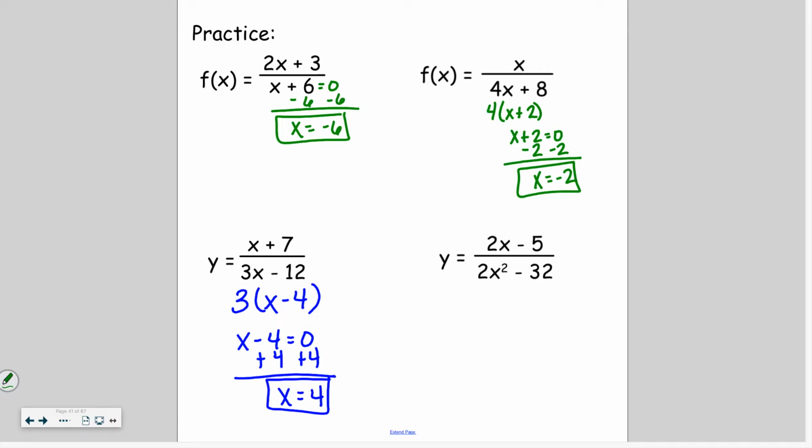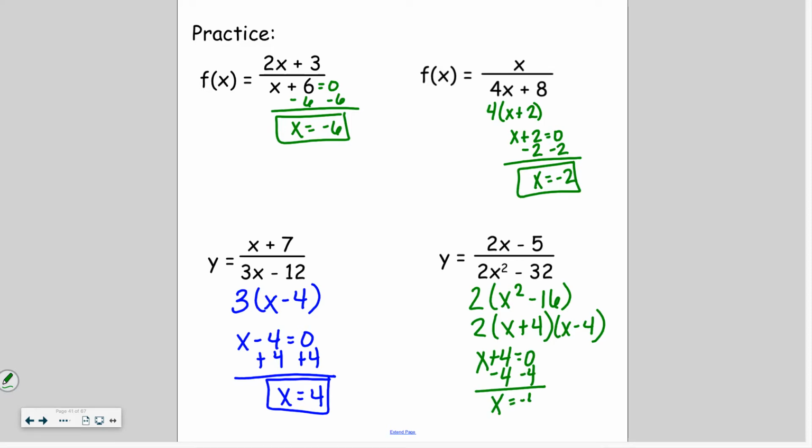All right, let's look at the next one. We could take out a 2. So we're left with x squared minus 16. We can still factor the x squared minus 16. That is x plus 4, x minus 4. Now we're going to set those equal to 0. x plus 4 is equal to 0. Solve. Then we're going to do the x minus 4. And we're going to solve. And there's our answers. Okay?